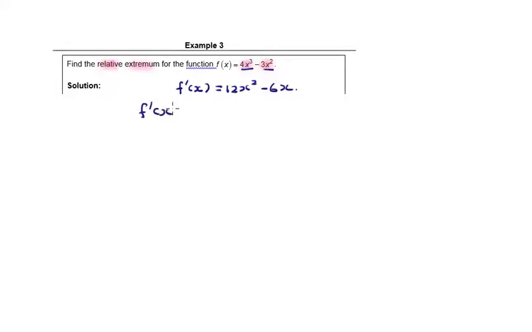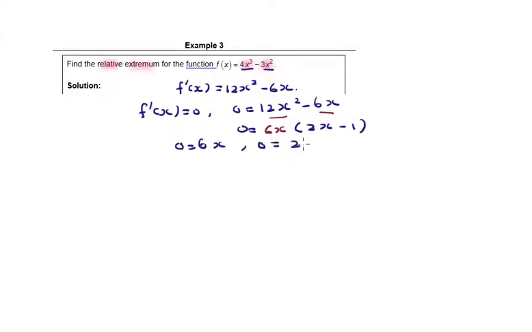Let's equate the first derivative to 0. So 0 equals 12x squared minus 6x. Find its common factors. For 12x and 6x, the common factor is 6x. Factorize, we have 6x times 2x minus 1 equals 0. So 0 equals 6x and 0 also equals 2x minus 1. Solving this, we have x equals 0 or x equals 1 over 2.